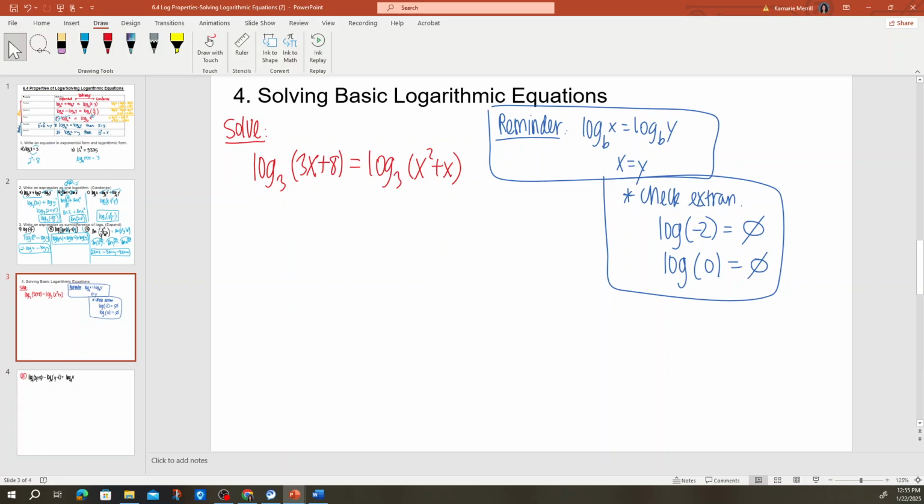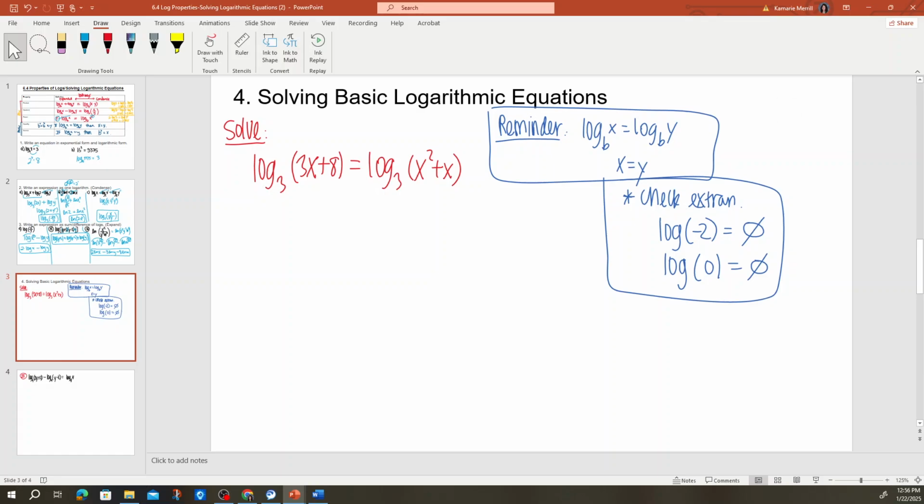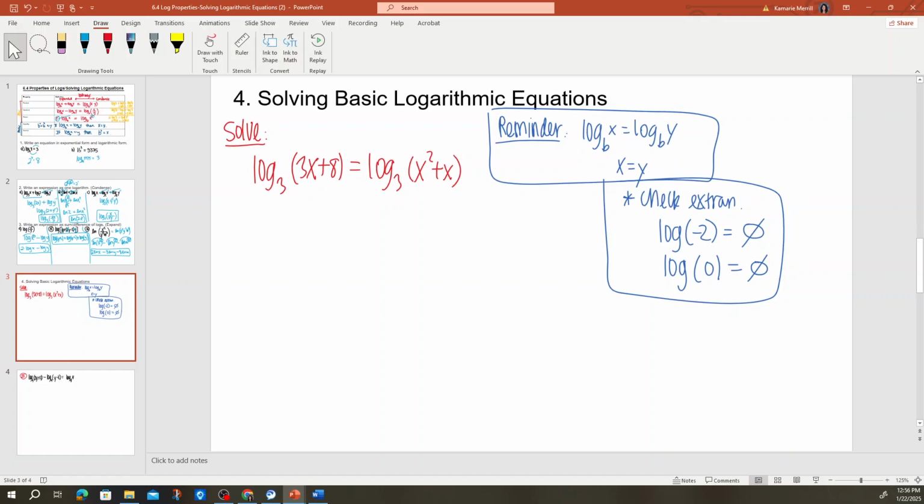Okay, quick reminder, we just learned this property today, right? If there are 2 logs on each side. And just a quick reminder, you check for extraneous solutions when solving is involved and when you have domain restrictions. We have domain restrictions with logs because didn't we learn that when we graph logs, I can't plug in all reals, I can't plug in negatives to logs, I can't plug in 0, right?